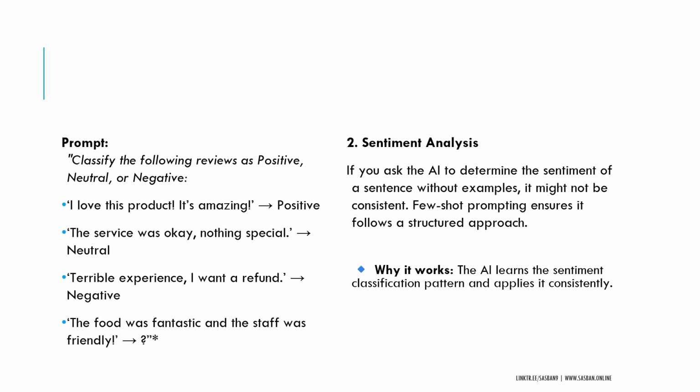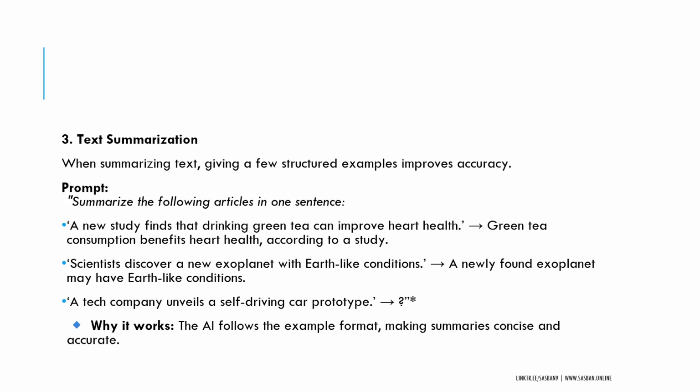So next prompt, classify the following reviews as positive, neutral, or negative. So give it some examples, and then the final one: the food was fantastic, the staff was friendly. Is it positive or negative? So it's sentiment analysis. If you ask the AI to determine the sentiment of a sentence without examples, it might not be consistent. In this case, it will be consistent. Why it works? The AI learns the sentiment classification pattern and applies it consistently.